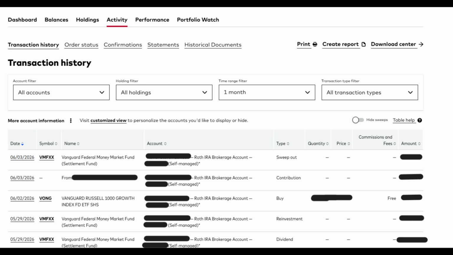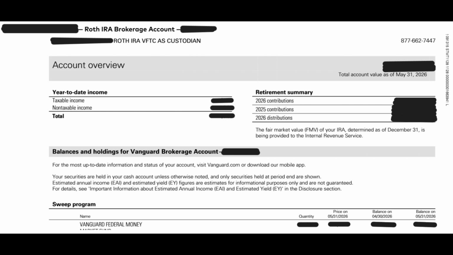One feature I strongly recommend enabling is dividend reinvestment. Instead of you receiving dividends as cash, Vanguard automatically uses those payments to buy additional shares, helping compound your returns over time. This is the key to growing your wealth. Now for the account statement. You'll probably receive this statement in the mail as well.